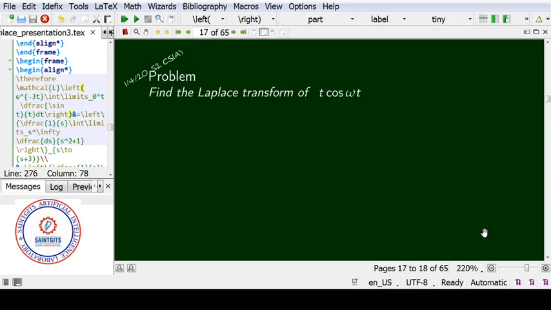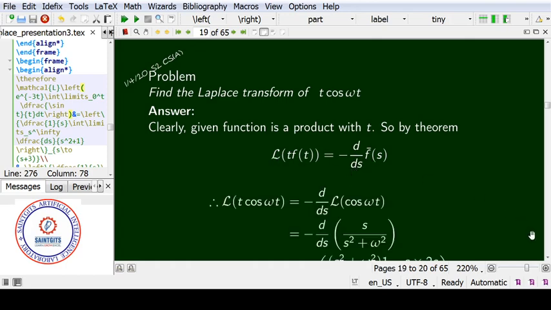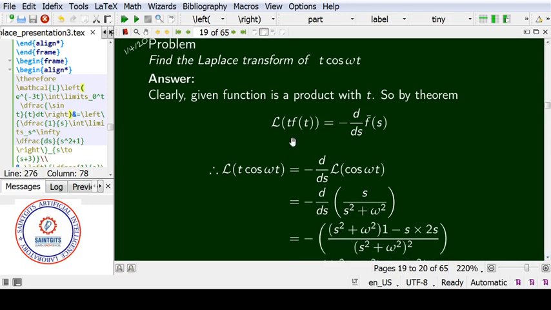Naturally, the next function is the Laplace transform of t cos omega t. Here also we have a product with t. First of all, we find the Laplace transform of cos omega t, then take the negative derivative of this. We start with the theorem L of t f of t is equal to minus d by ds of the transform of f of t. We hide this t, L of f of t, that is f bar of s. So we substitute the function here instead of f of t, cos omega t.